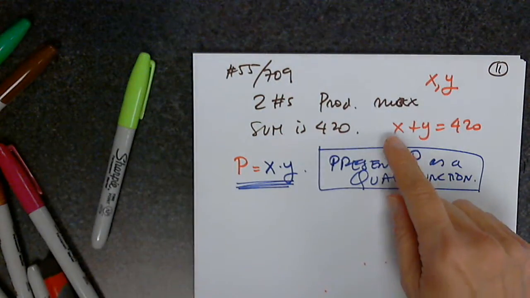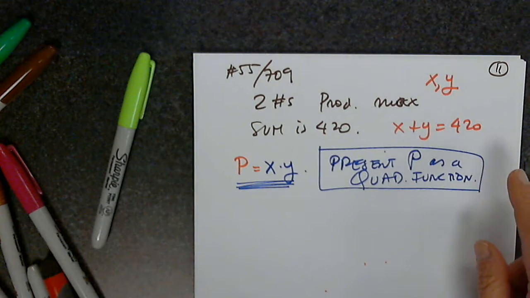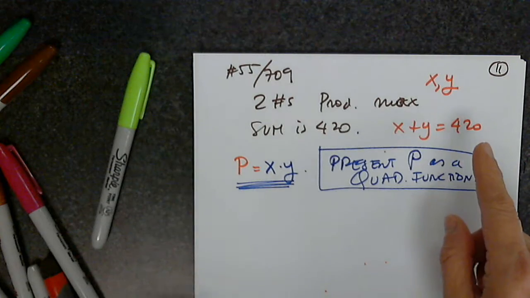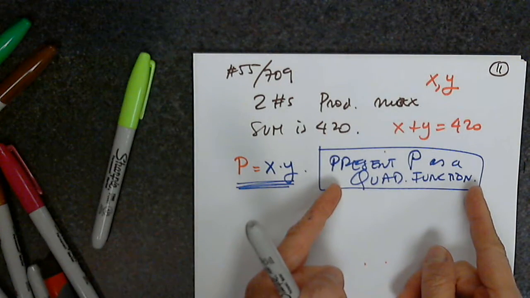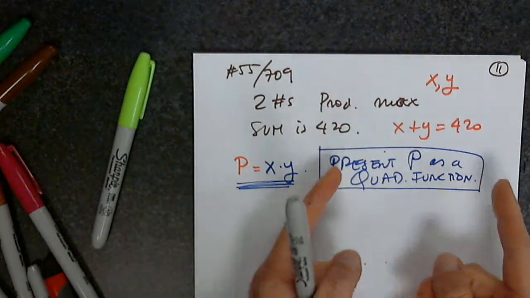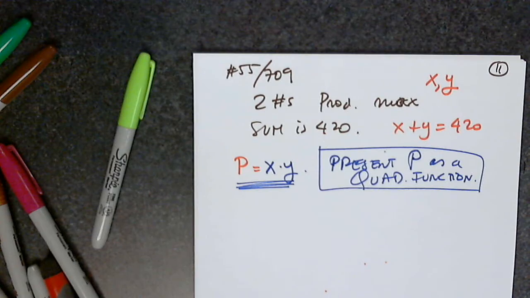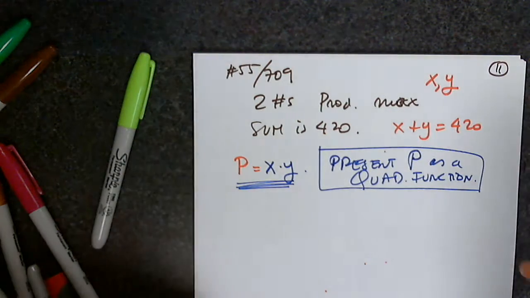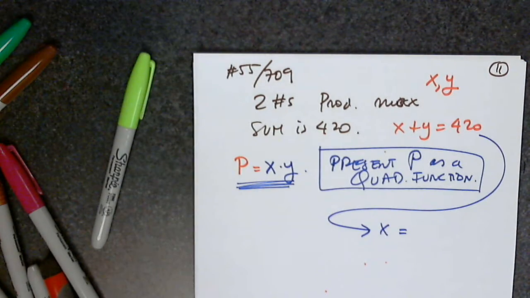Okay. But look at this. This is given to us. I can solve it for one of the variables and plug it in here, and then I will get the product to be a quadratic function. Let's solve this equation for any variable you want. Okay. We decided to solve it for x. Then how much is x?